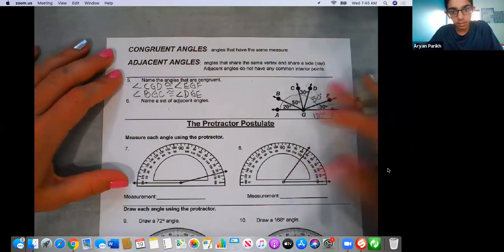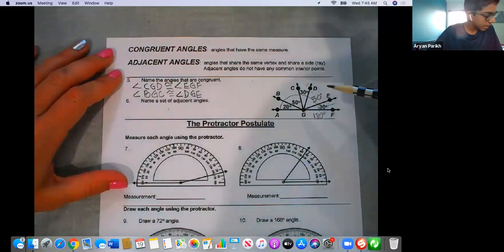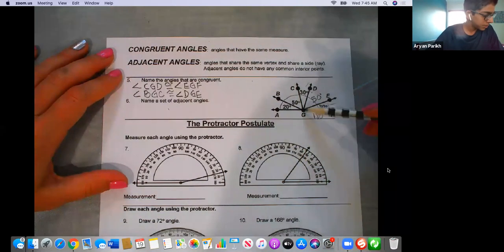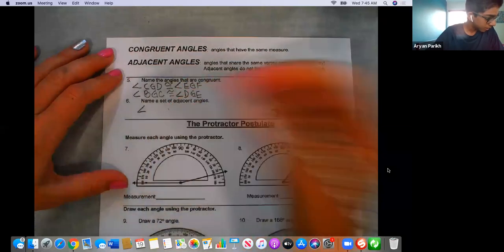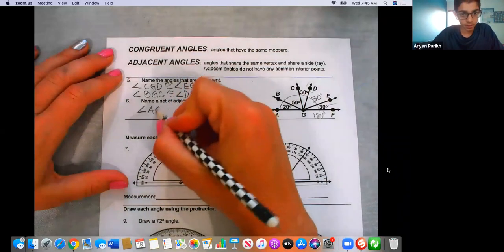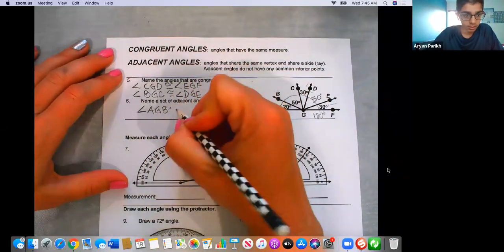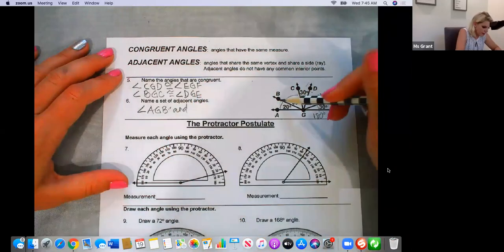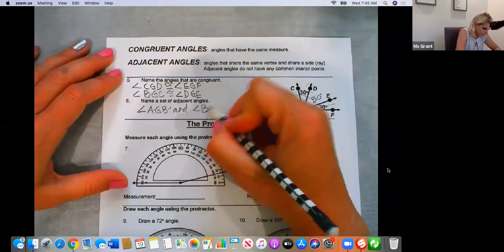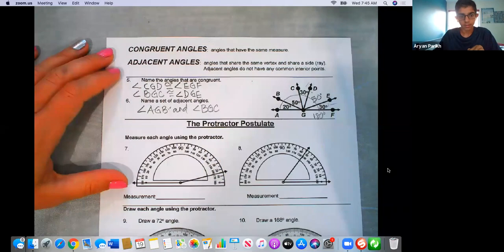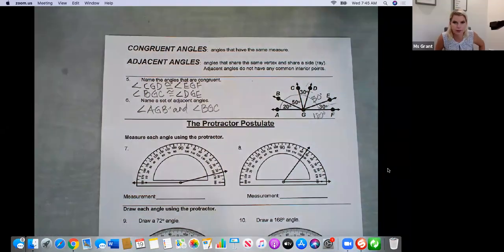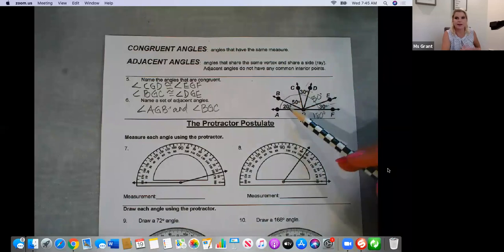One adjacent angle is AGB and BGC. Yep. Good, that's just one of them. There's tons, okay? All of these ones that are side by side, they're adjacent.